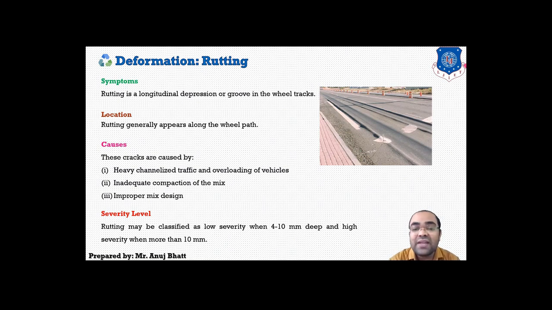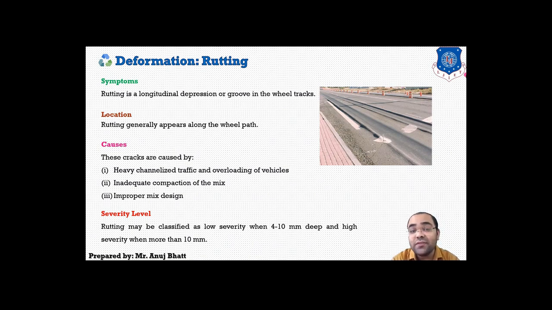It can be characterized by two components of the original pavement profile that get changed, which are the direct consequence of permanent deformation and the downward deformation. If we talk about the location of rutting, it generally appears along the wheel path, as we saw in the slippage. The next is, what are the causes?